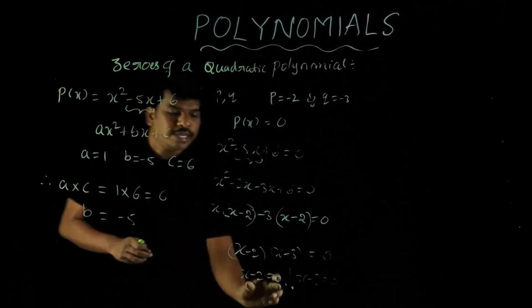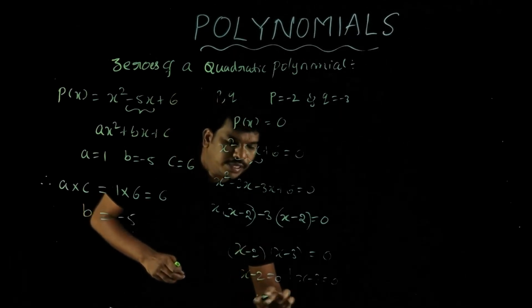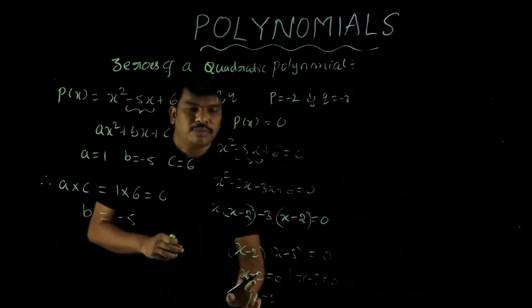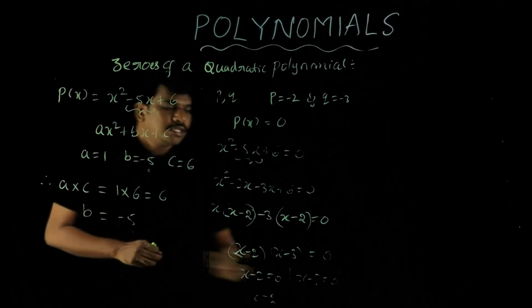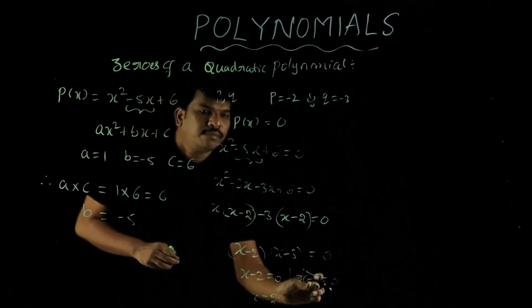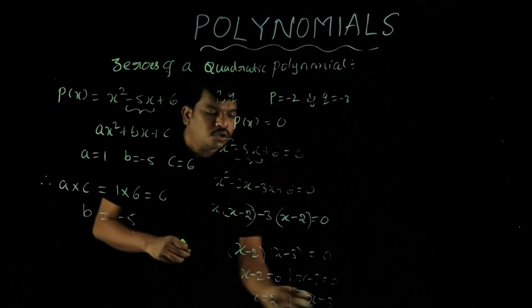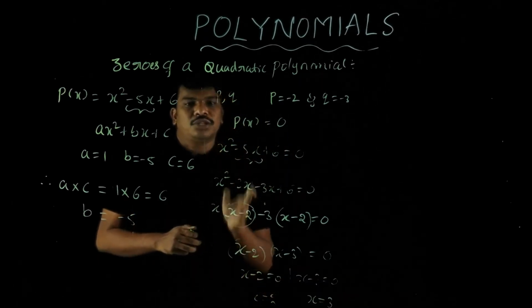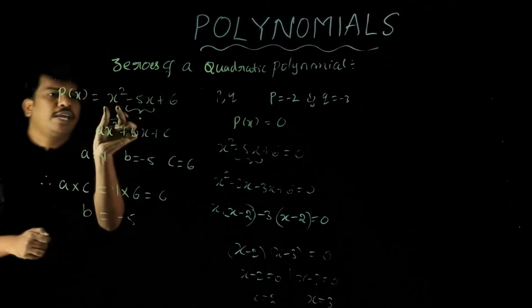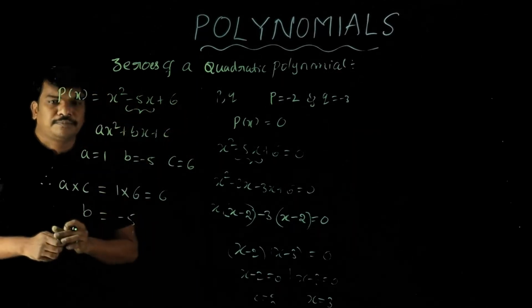If x minus 2 is equal to 0, then x is equal to 2 by transposing minus 2 from LHS to RHS. Similarly, by sending minus 3 from LHS to RHS, we will get x is equal to 3. Therefore, 2 and 3 are called the zeros of the polynomial x square minus 5x plus 6.